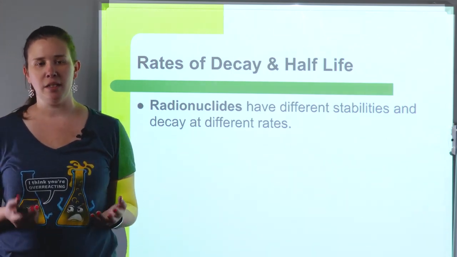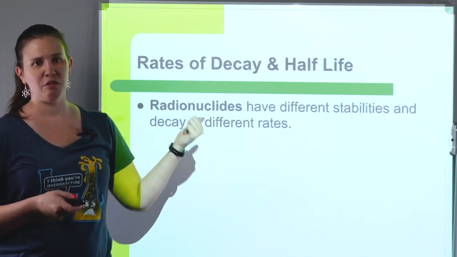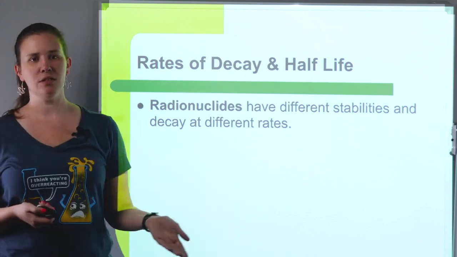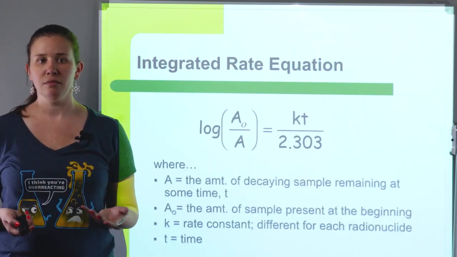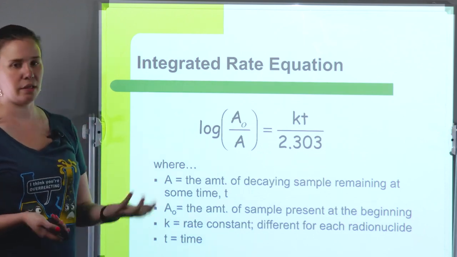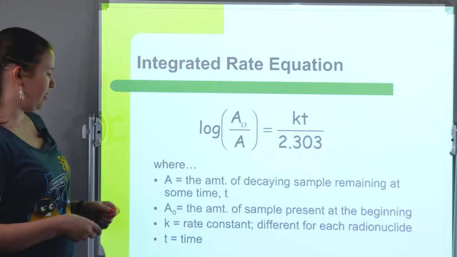So, when I'm talking about something that is unstable, I can actually call that a radionuclide. Remember, nuclei just means an isotope. So this would be a radioactive isotope, which would decay at different rates. So here's our equation to determine the rate of decay for a given element, or given radionuclide, I should say.